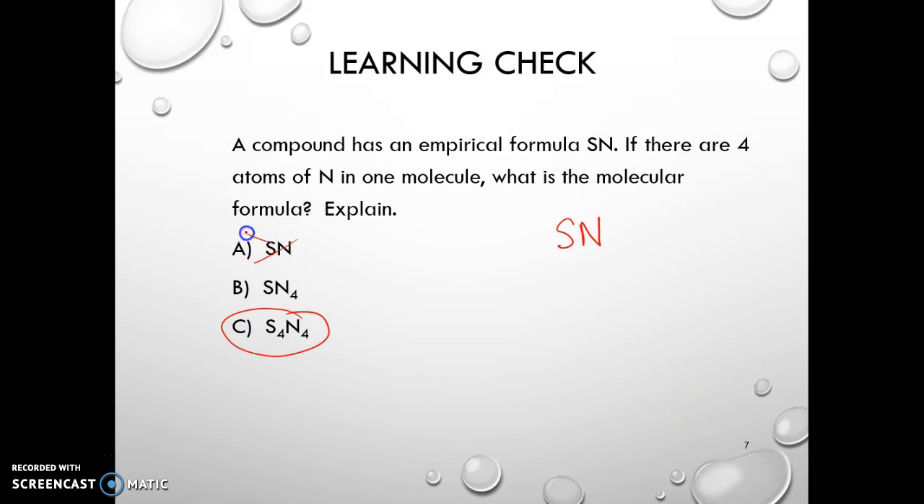So A is not possible because there aren't 4 N's. B is not possible because there's not a 1-to-1 ratio. So C is the only answer that's possible there.